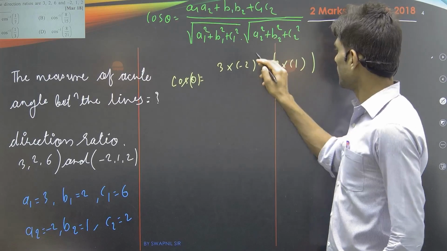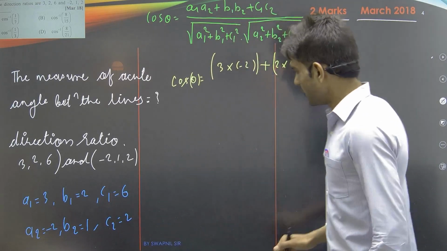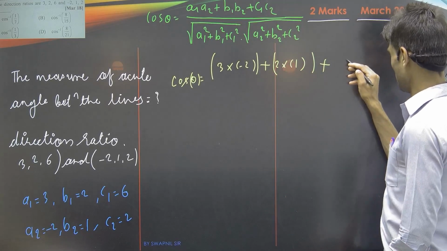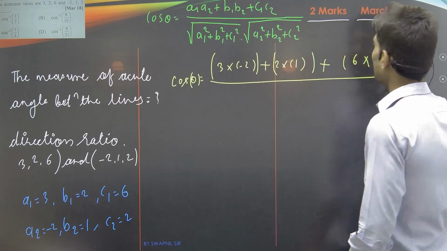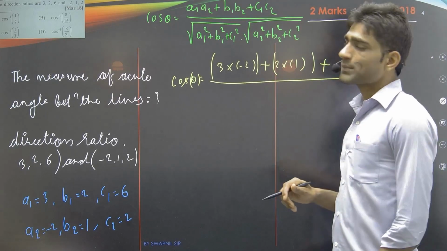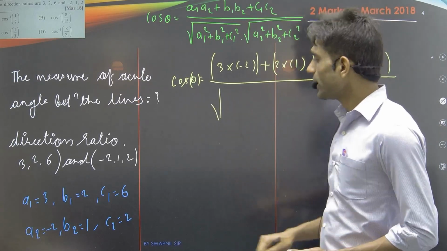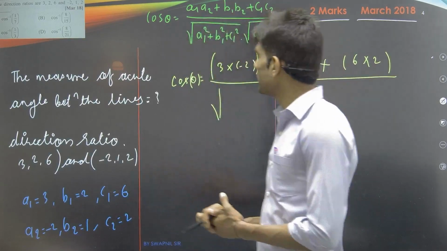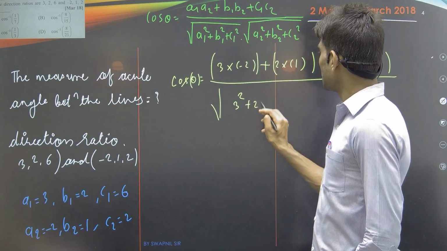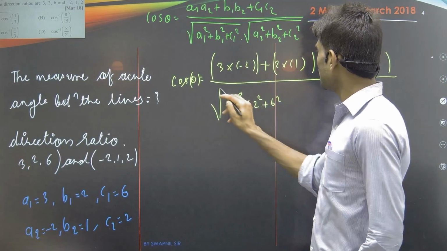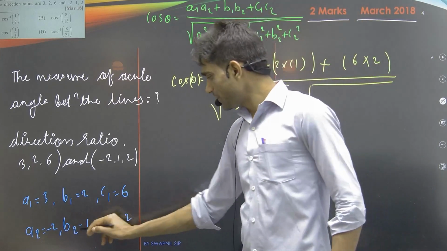Okay, this one is a1 multiplied by a2, plus b1 multiplied by b2, plus c1 multiplied by c2, that means 6 multiplied by 2, completely divided by the square root of a1 square plus b1 square plus c1 square. So the value for a1 square plus b1 square plus c1 square is 3 square plus 2 square plus 6 square, which is the first square root, multiplied by the second square root, a2 square plus b2 square plus c2 square.